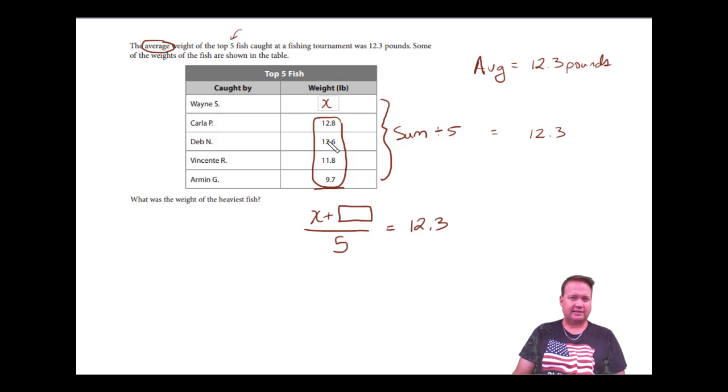And then you got to get X by itself. I need to know how big Wayne's fish was. And the way we're going to do that is we're going to multiply by 5 first. And that'll get rid of this 5. And then you're going to have to use the subtraction property to take this number away. And that'll tell you how big this is. Once you know X, then you'll be able to answer the question, what was the weight of the heaviest fish? Because right now, the heaviest fish is 12.8 pounds. But the question is, is Wayne's fish heavier or lighter than 12.8 pounds? So that's a problem that you need to solve.